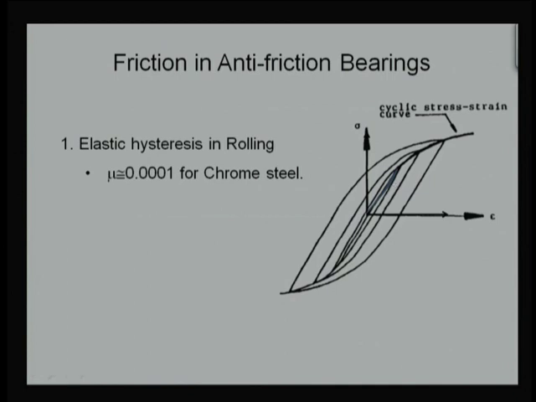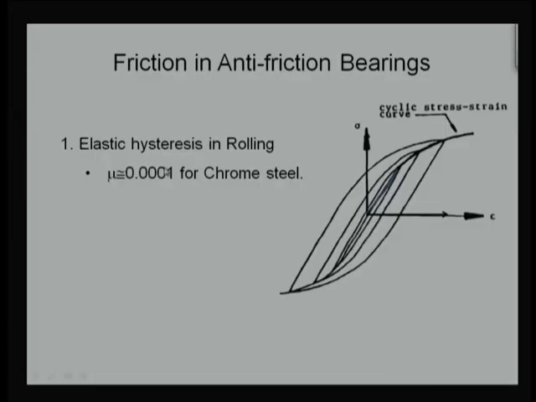Obviously, some energy is getting lost. If the loop area is 0, then energy conservation happens, and 100% of the energy returns to the system. But whenever there is a loop like this, it means there is some consumption of energy, and consumption of energy means there is some sort of friction in mechanical elements. That's why we say there is elastic hysteresis in rolling element bearings, when one rolling element is pressed against another rolling element, or against the races.